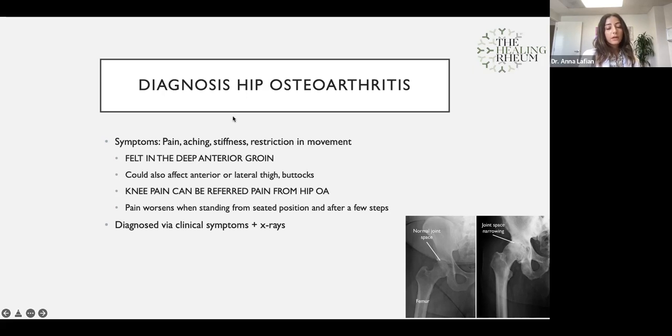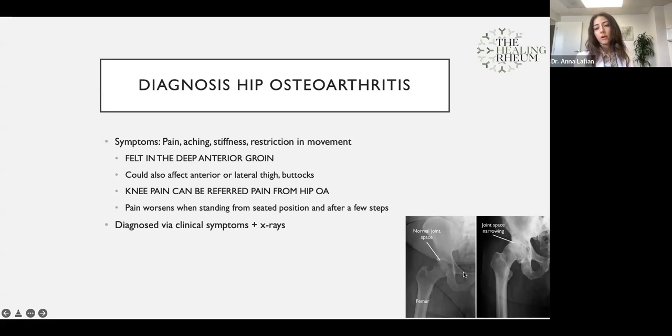And then another sign or symptom is, if you stand up from a seated position and you're trying to walk, the first few steps are very painful. That is also a sign or symptom of hip osteoarthritis. And usually this issue is diagnosed with a combination of clinical symptoms, a physical exam, and then the x-ray. And I've included some x-rays here because I want you guys to be familiar with or see what we look at as physicians when we're talking about it.